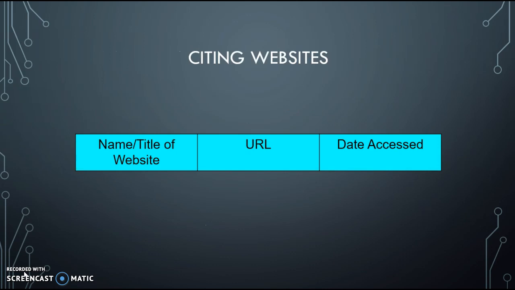When you are citing websites, you will need the following pieces of information: the name or the title of the website, the URL, and the date accessed. You will copy and paste the URL from the address bar on the website, and you will put the date that you looked at it in the date accessed field.